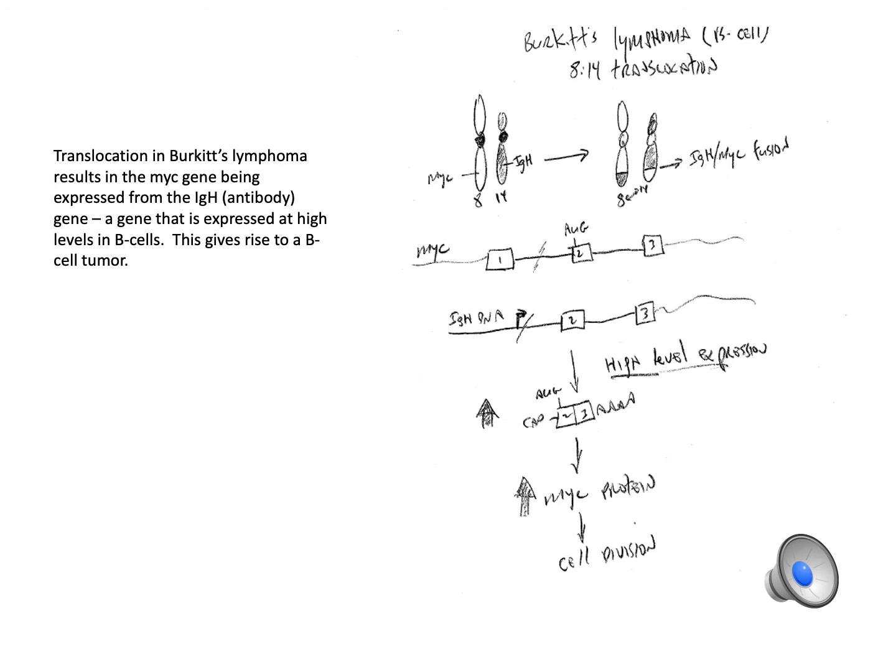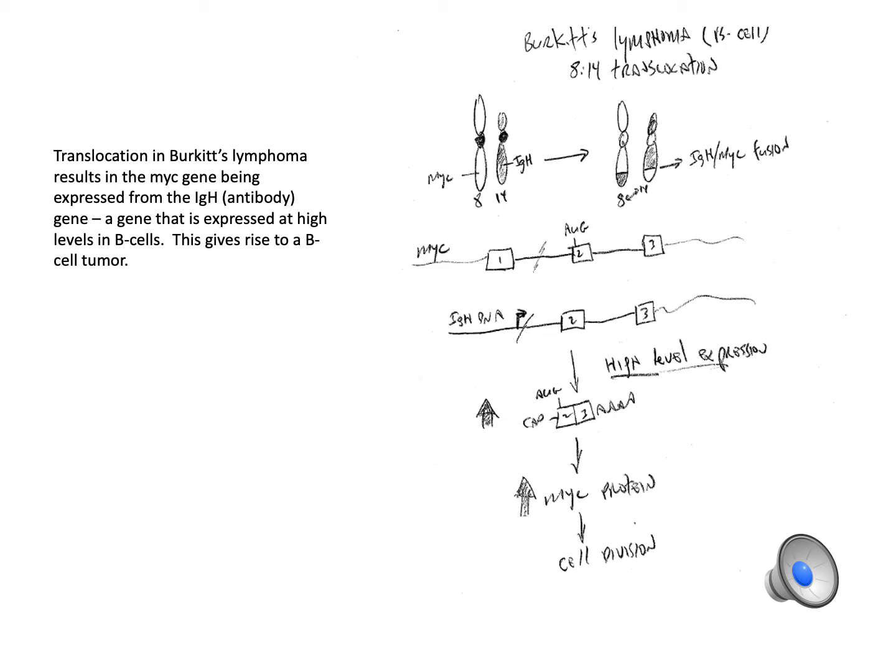Here's an example of a translocation that's seen in Burkitt's lymphoma. This is a translocation that involves chromosome 8 and chromosome 14, and we'll look at the drawings in a second. But this is something that's extremely common in Burkitt lymphoma. It's present in probably over 90% of all Burkitt's lymphoma cases that have been observed.